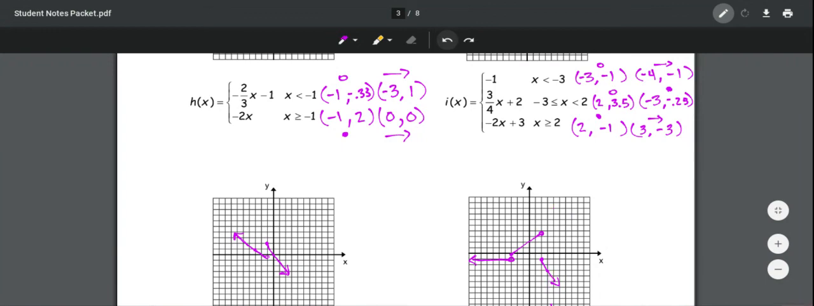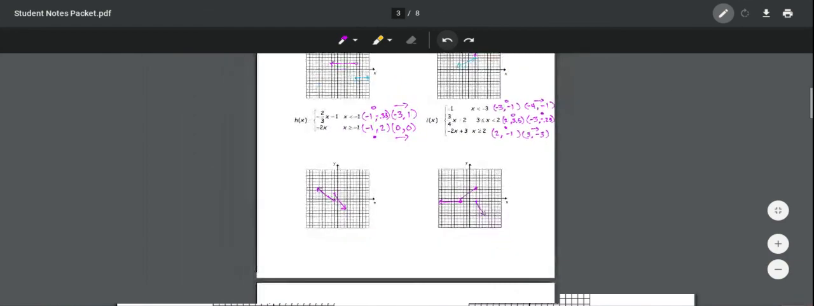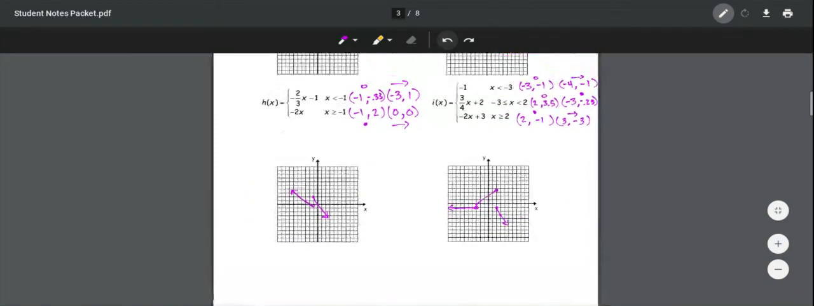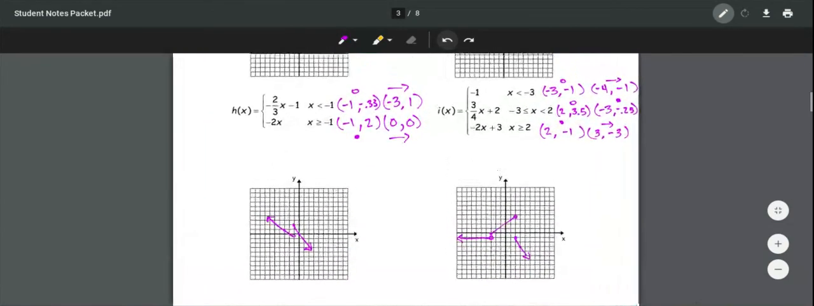So if you have 2 boundaries, like the -3 and the 2, make sure that you don't do arrows. It's just open to closed, or open to open, or closed to closed, or whatever. If you have to choose a number like we did on the last one and the first one, that's where the arrows come in. Okay. All right. So that is graphing piecewise functions.